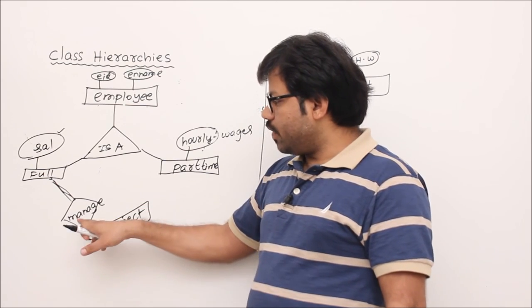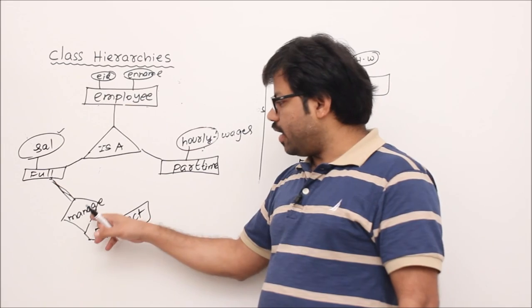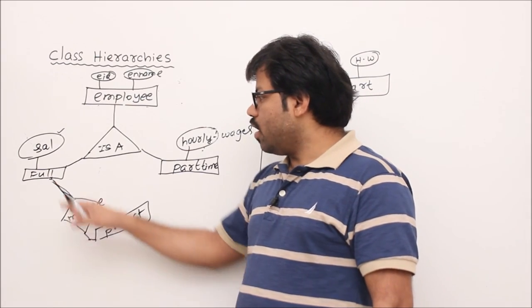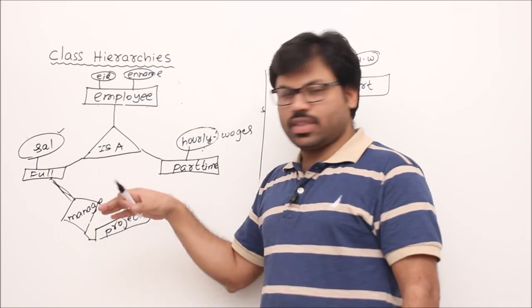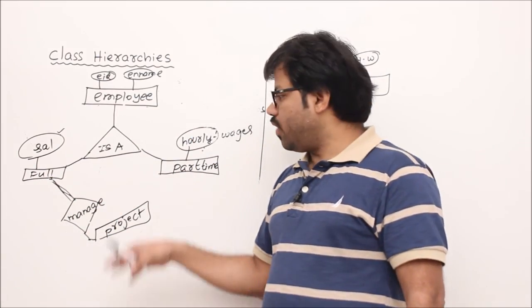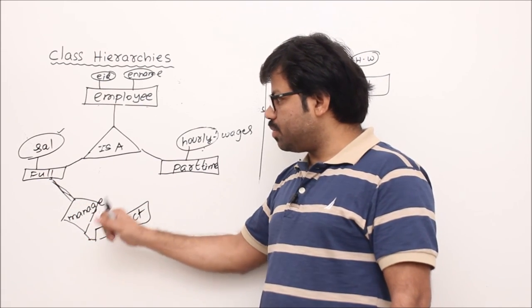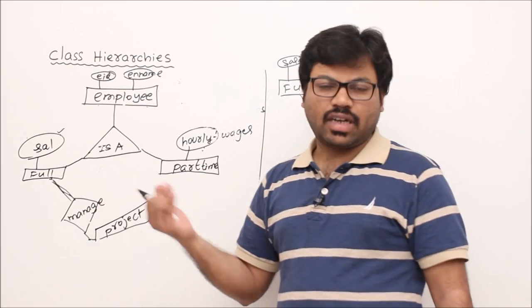So one more thing: why is this classification required? I can explain this with this relationship. Consider this relationship, manage. This manage is a relationship which maps full-time employees and projects. That means only full-time employees have to manage the projects, but not part-time. If you have this kind of classification, then we can have some specific relationships and carry them among the subclasses and some other classes, correct?